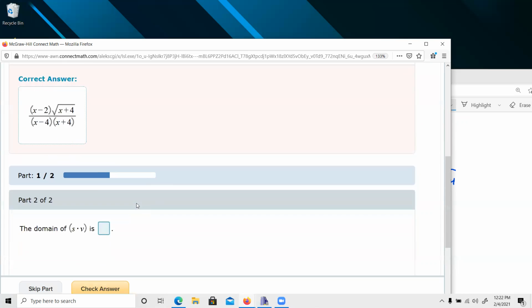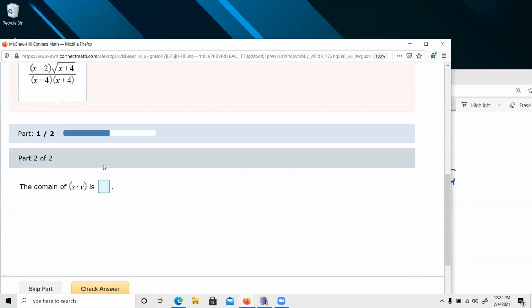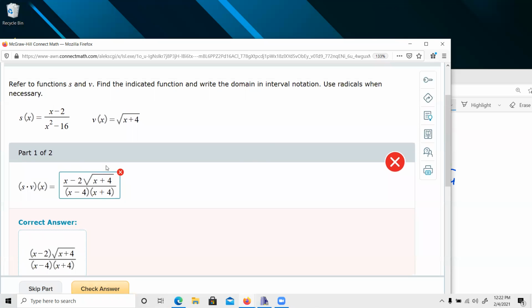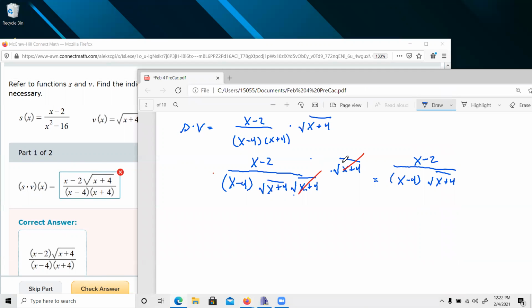All right, domain. This is where it gets a little bit tricky. This is where you do actually want to do this, because we need the domain here. The issue with these problems is here with V. What's the domain of V? V says that X has to be greater than or equal to -4. If I put a -4 in here, I get 0, it's okay.